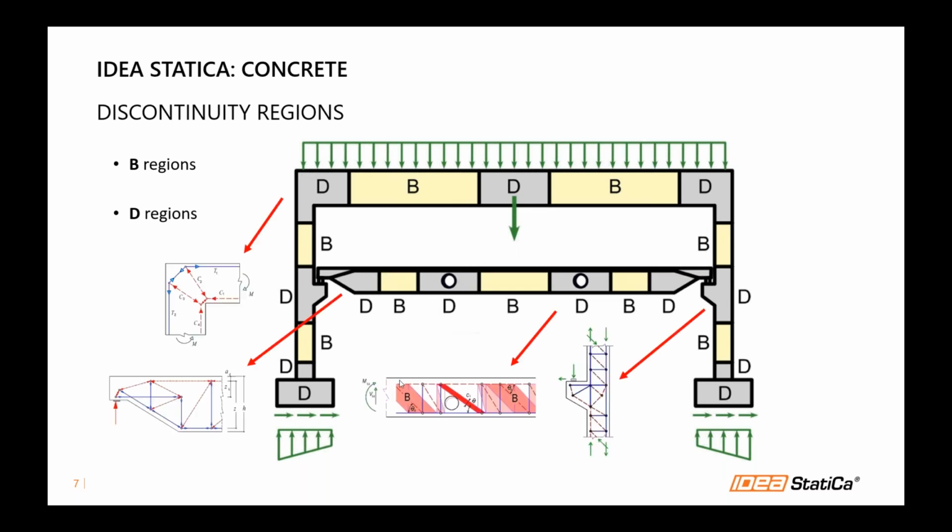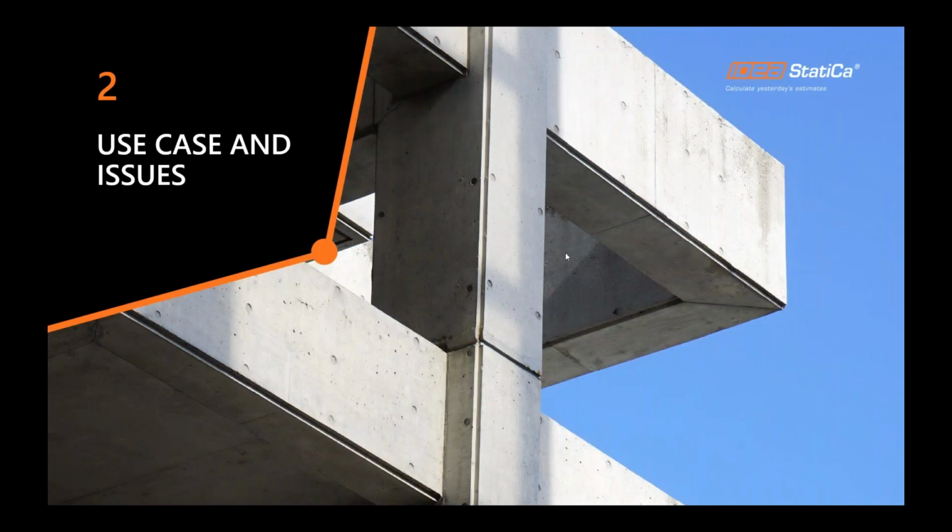So what do we do in the D region? Normally we would go to one of the traditional methods, which is called the strut and tie method. As you can see here, there's a tension tie and compression strut and all that. This is what we normally use to solve this D region. Right, so that's the introduction.